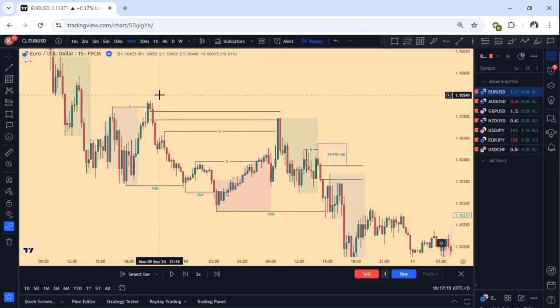Next, 4 hours. This was the daily yesterday. As you can see, this is New York, this is London yesterday. So London sold, New York sold, and then overnight it pushed back. Now this is all overnight until the beginning of the day. This was the beginning of the following day here.